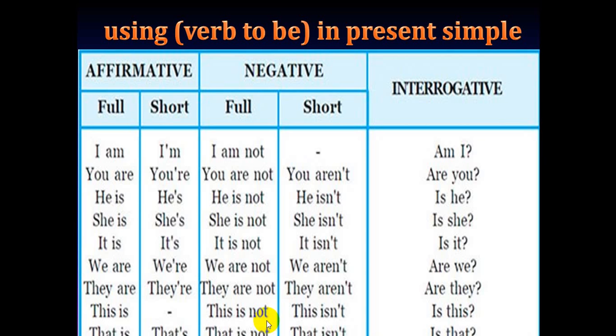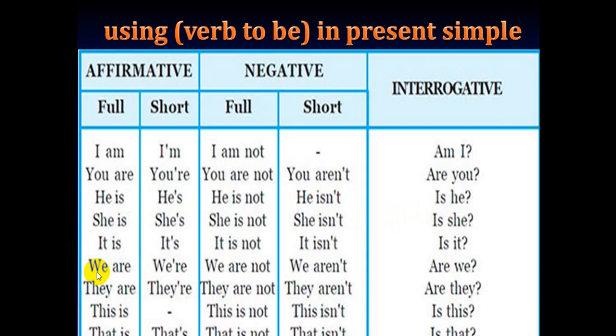Okay he is، he و she و it هذول الضمائر ثلاثة ياخذون is. He is, she is, it is. The short form is he's, she's, it's. When we want to use the negative it becomes he is not, she is not, it is not, or in short form you say he isn't, she isn't, it isn't. If you want to ask the question: is he, is she, is it.